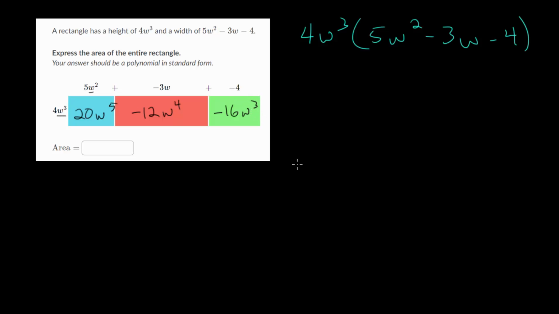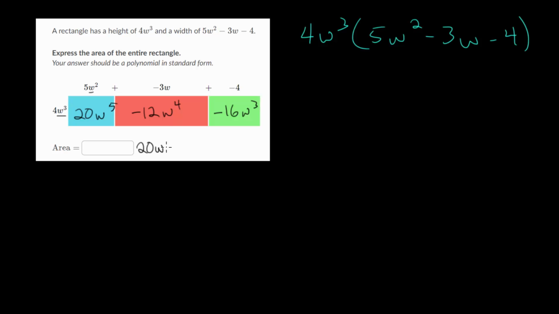And keep in mind that even though we cannot find a physical area of a rectangle with a negative side length, this area model still works. So this might not make physical sense, but you can still use this area or box method when multiplying monomials by polynomials. So this is a valid answer for this, and when we actually add all of these together, that will give us our total area.